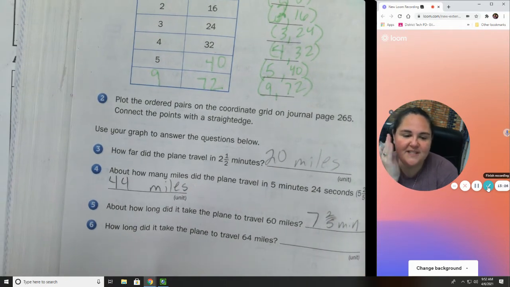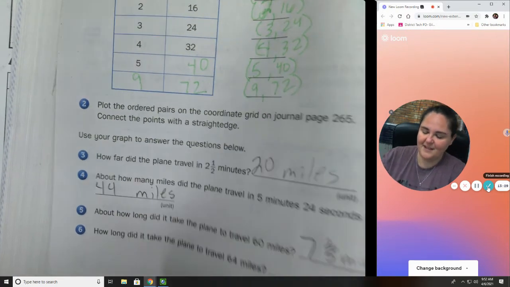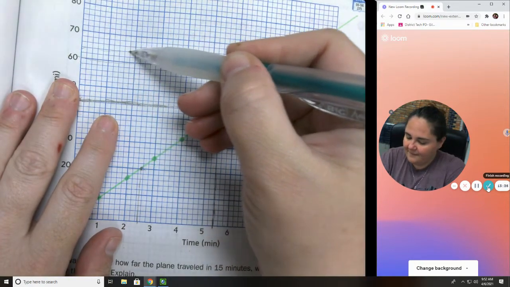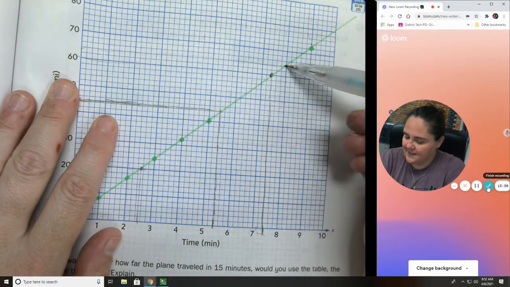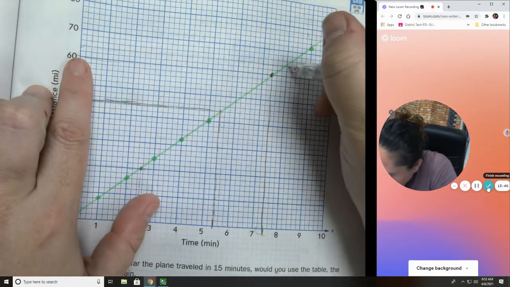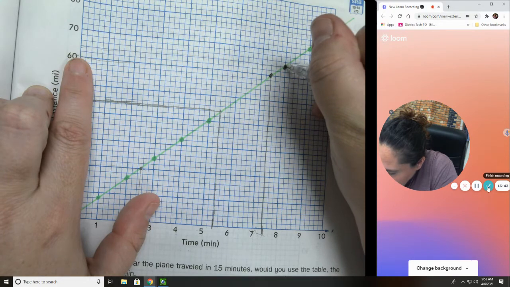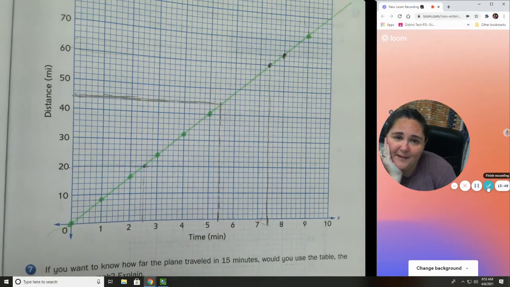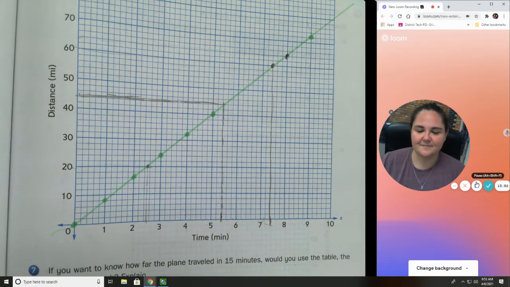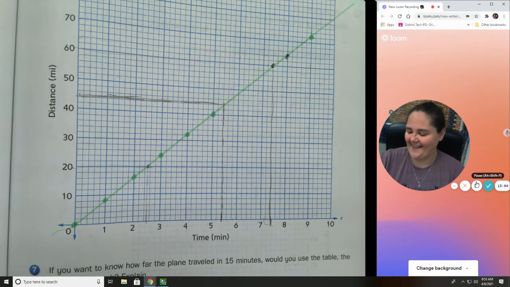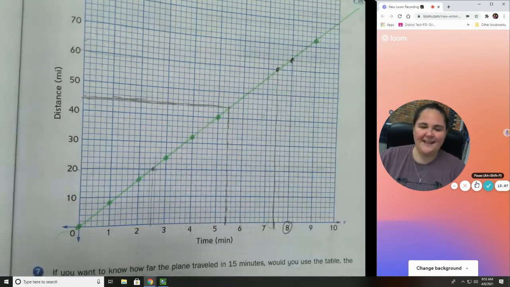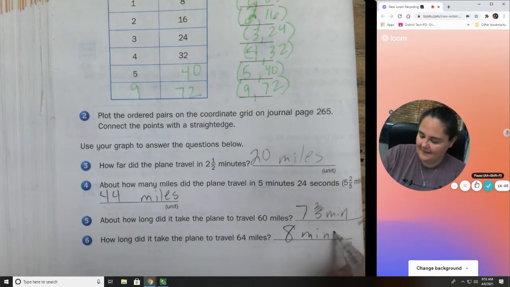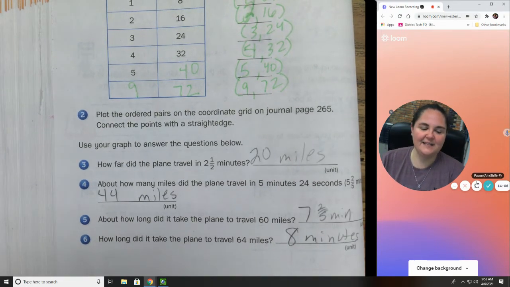I want to see if you can do the same thing for 64 miles. So we're going to go 64 miles, 62, 64. Follow it straight across to here. How long did it take to go 64 miles? This is easy. It's a whole number. Follow that straight down, and I see that it took 8 minutes. 8 minutes.